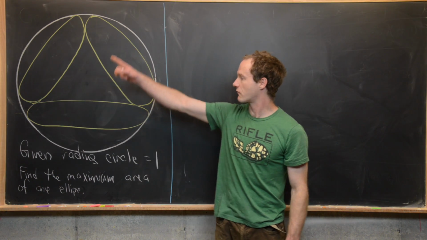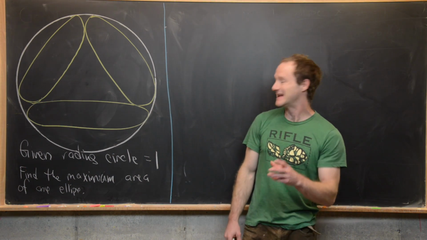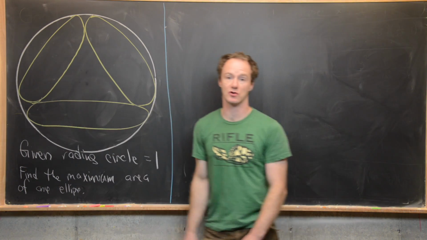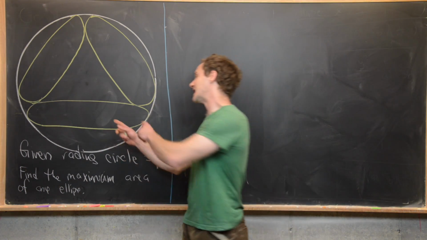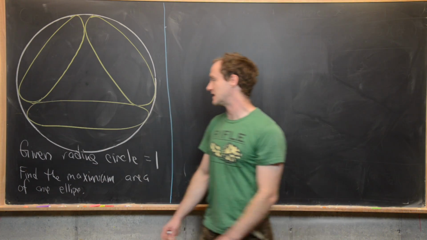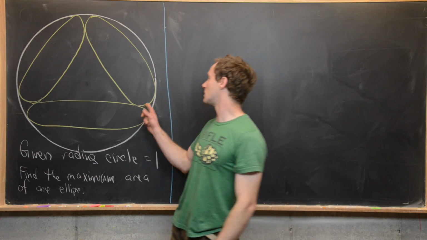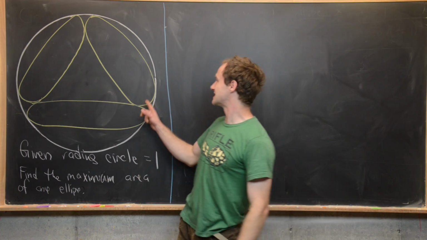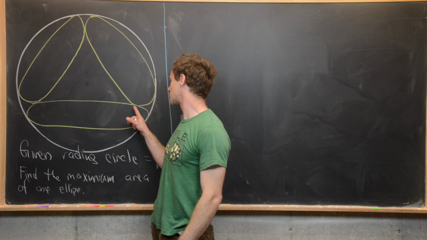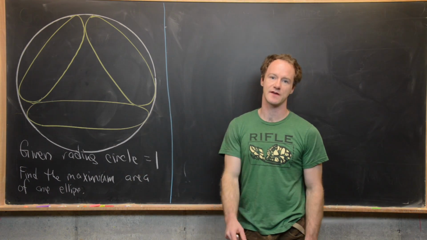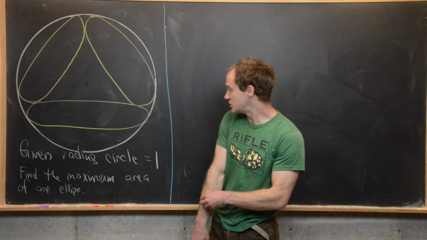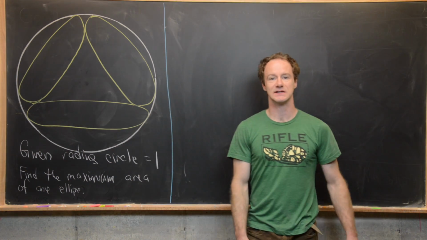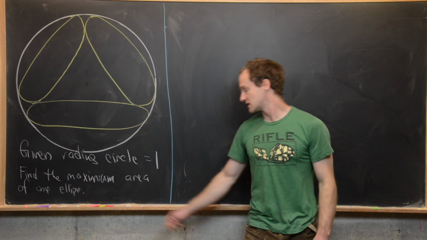We've got a circle of radius 1, and inside of this circle, we have an equilateral triangle, which I haven't drawn. But then each line segment that is building this equilateral triangle is defining an ellipse. Those ellipses are inscribed inside of the circle, and they are all tangent to each other. And what we want to do is find the maximum area of one of these ellipses. Okay, so let's get to it.